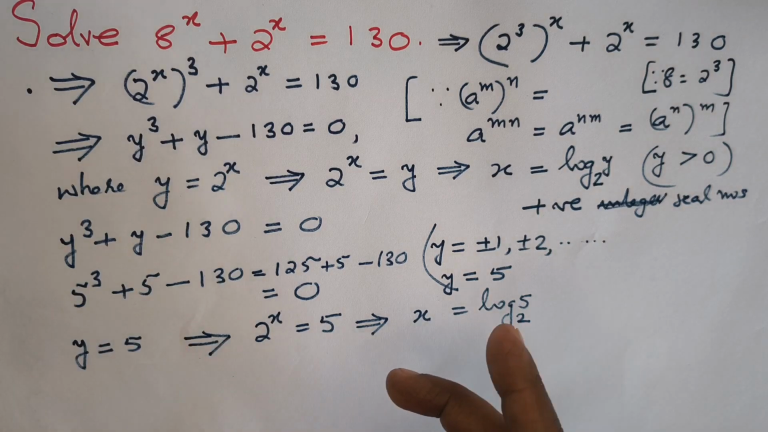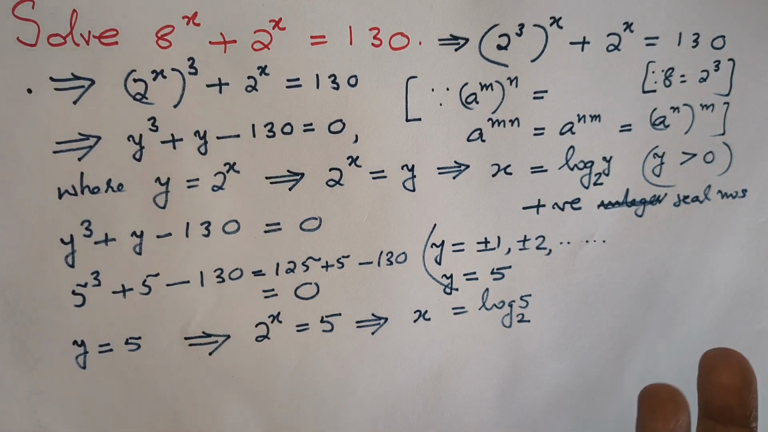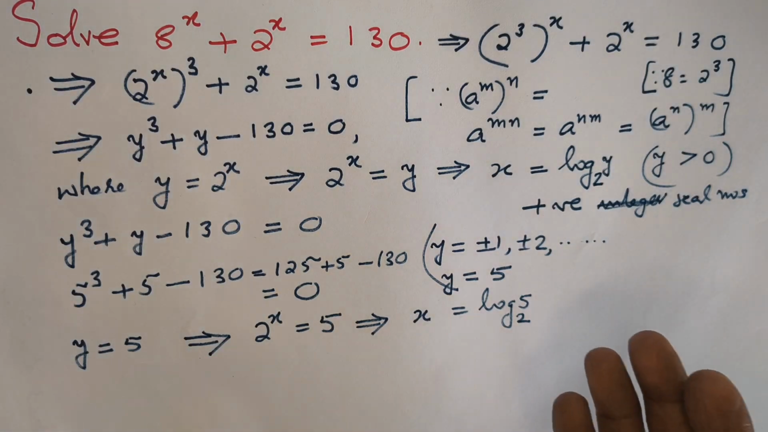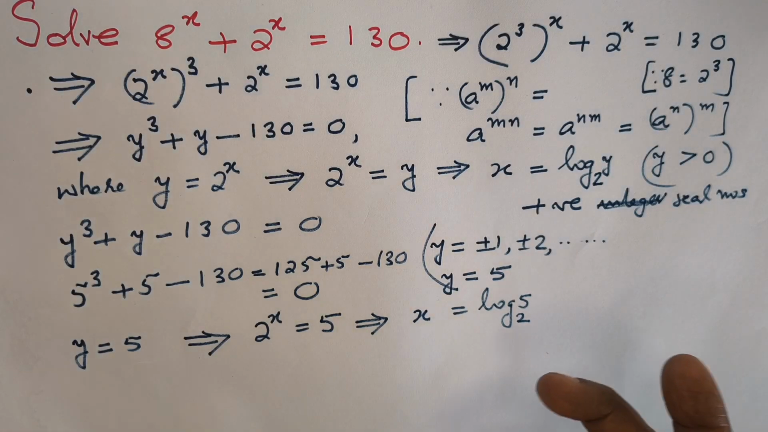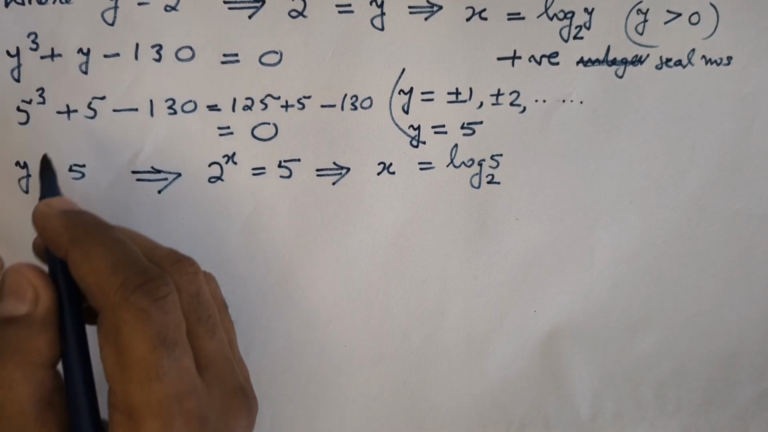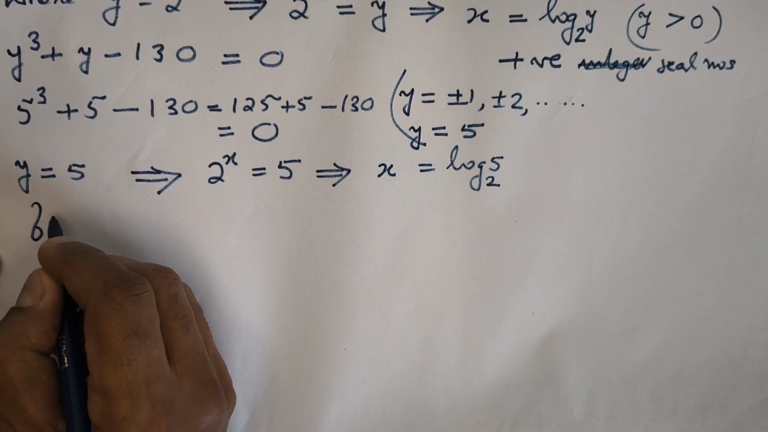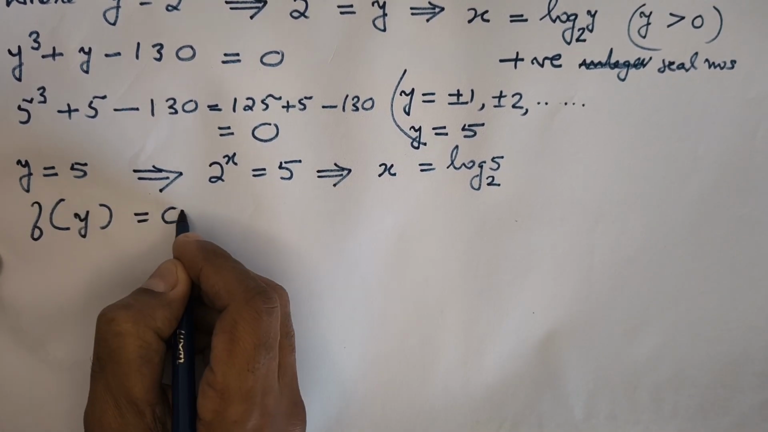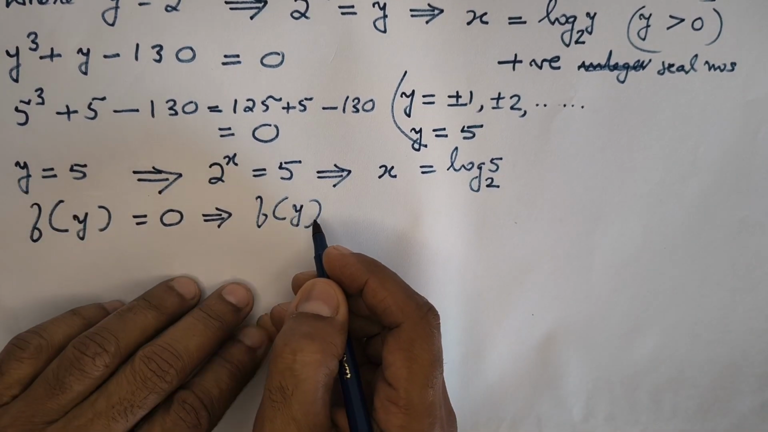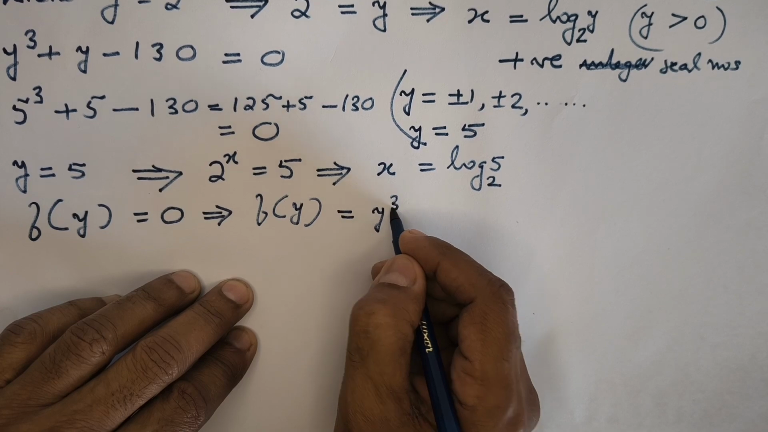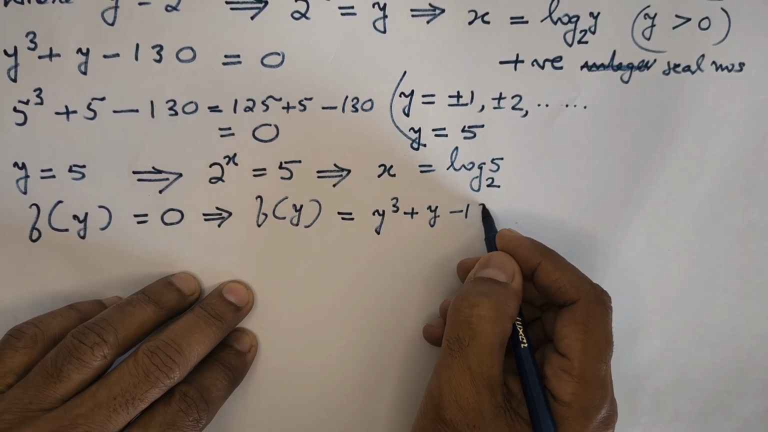There are two more solutions. Supposing those two solutions are positive real numbers, definitely you will be getting two more values, two more solutions for the variable x. But look at this cubic equation. We can write it like this: F(y) equal to 0, where F(y) is a third degree polynomial, this function, y cubed plus y minus 130.